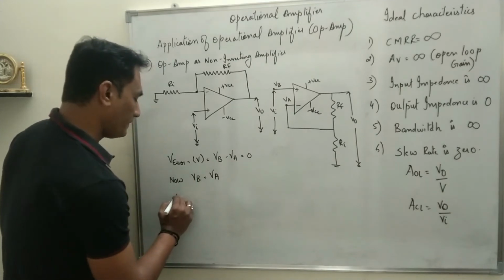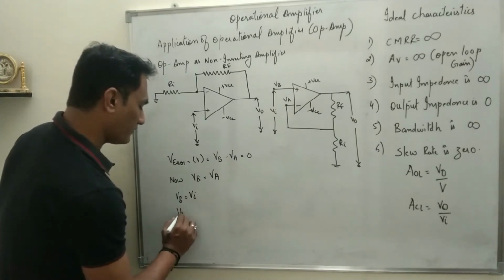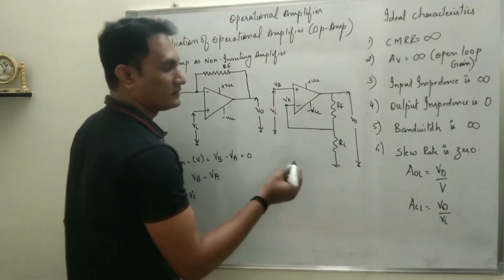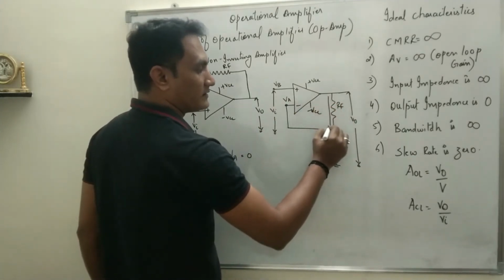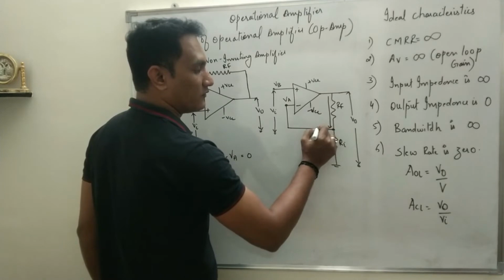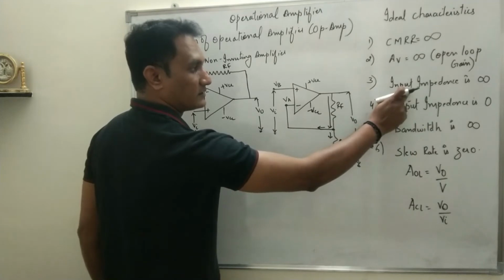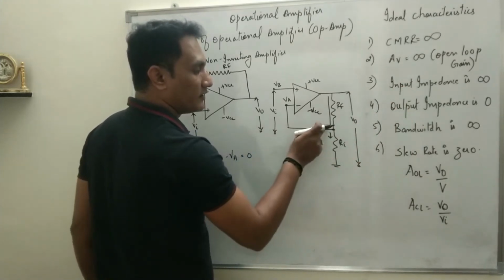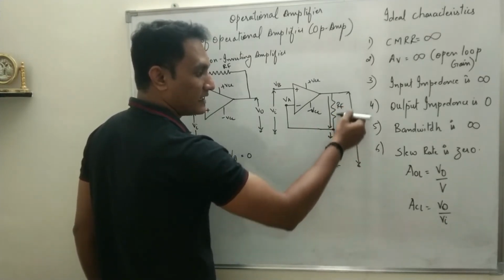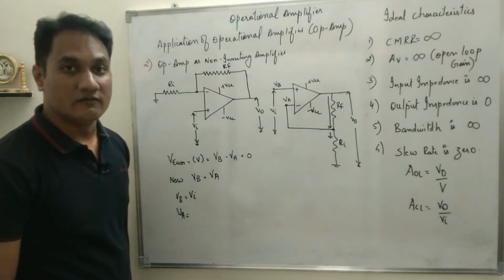Now what is VB? VB is equal to VI. And what is VA? VA is the potential at this point. To obtain the potential at this point, see what happens: here the current will flow like this. At this point there is a bifurcation, so current should flow like this. But as the input impedance of the op-amp is very high, as per the ideal characteristics of op-amp, the input impedance is infinite, so no current will flow through the op-amp. All the current will flow through RI. That means two resistors are connected in series and the same current is flowing through the resistances. They form a voltage divider arrangement.